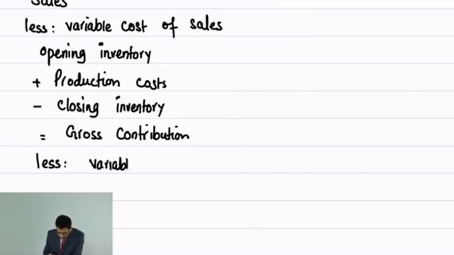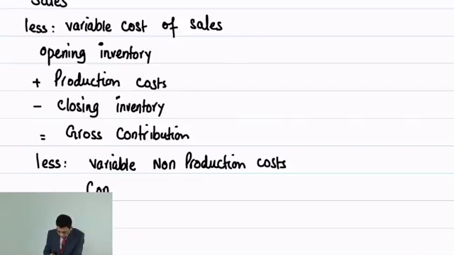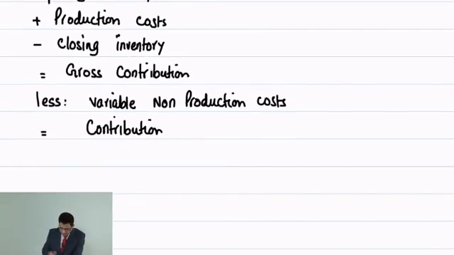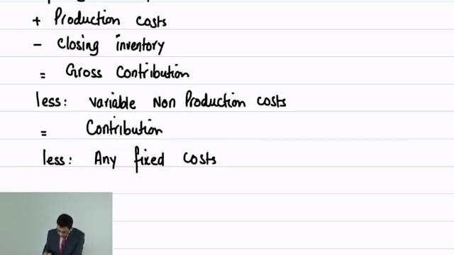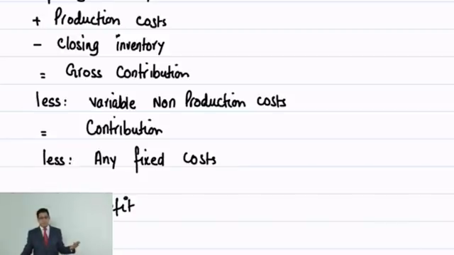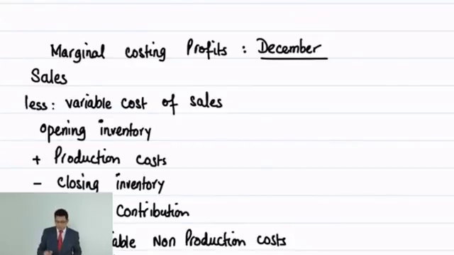variable non-production costs, and that equals the contribution. Okay, and then we take away any fixed costs, and that equals the profit, operating profit or net profit, whatever you fancy calling it. Okay, let's put the numbers down.